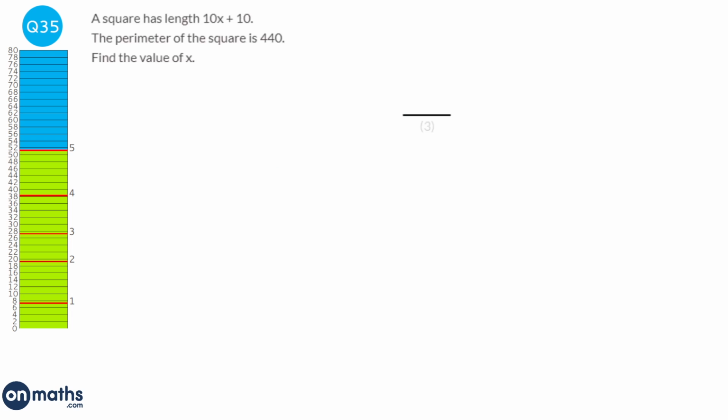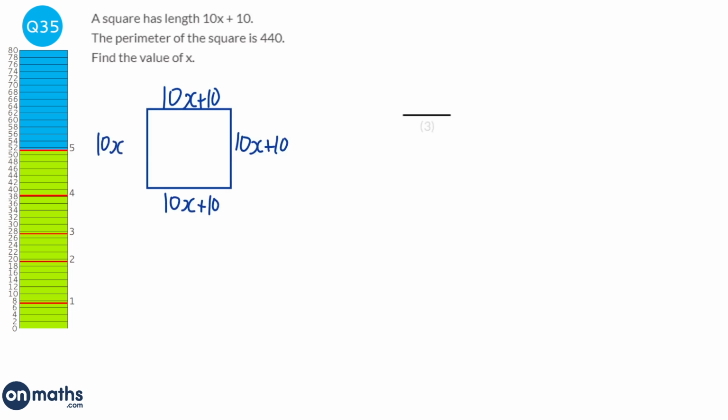First thing I'm going to do is just draw the square out. And we know the length of it is 10x plus 10, but it is a square, so that's the same all the way around it. But we're also told that the perimeter is 440.